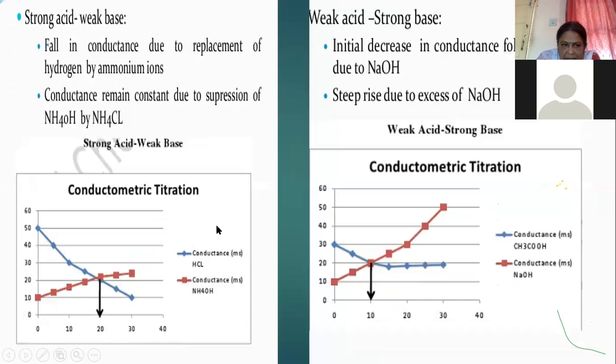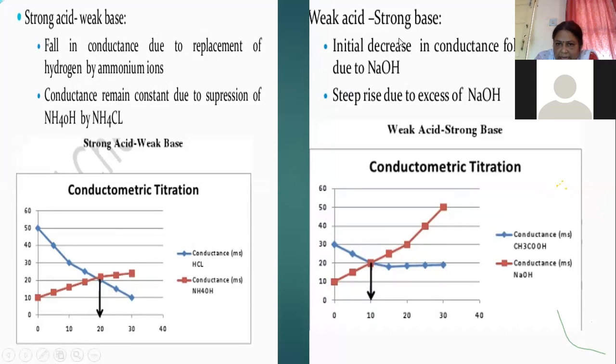And similarly, if you are doing a titration like strong acid versus weak base, you get a sharp fall for the strong acid, and then for the weak base, the conductance remains almost the same. This portion is the extrapolation of the curve; we won't get this in the real experiment. We get only this portion and this portion, and this arrow is the neutralization point of the titration.